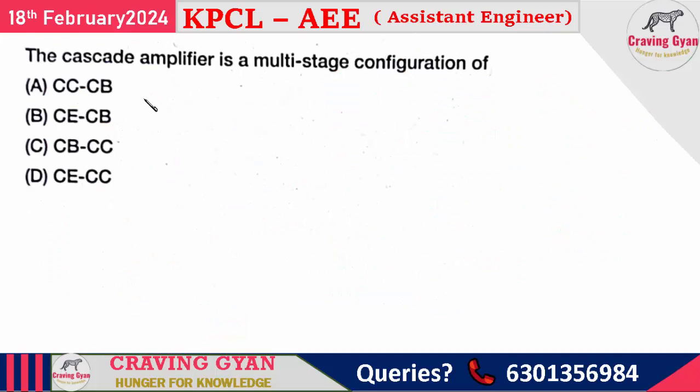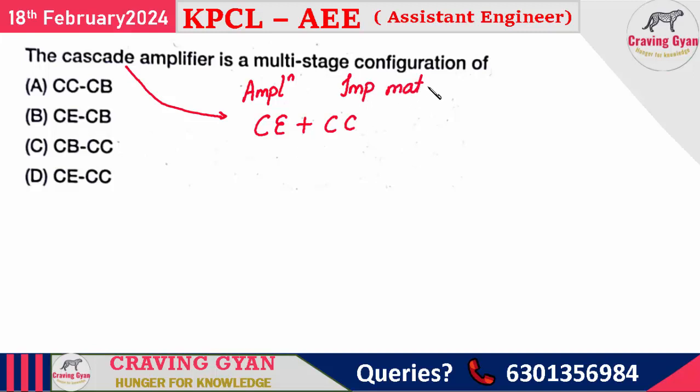In the second question, they are given: the cascade amplifier is a multi-stage configuration of dash. We know that in the case of cascade amplifier, we are going to have common emitter configuration followed by common collector configuration. This common emitter configuration is meant for amplification purpose. But this common collector configuration is used for impedance matching purpose, or you can call it a buffer also.